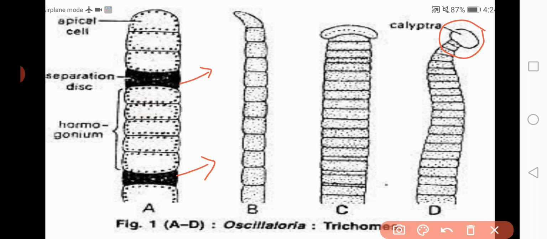present. These are the biconcave structures. These structures are nothing but the dead cells which are filled with the mucilage and are called the necridia, okay, or the separation disc.